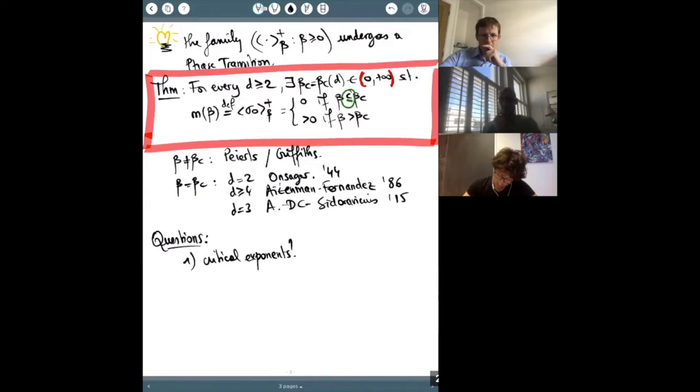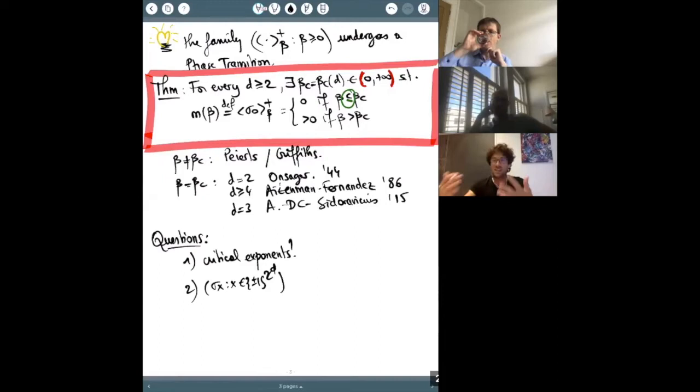A second question that you can look at. So the critical exponents are going to tell us how thermodynamical quantities vary when beta approaches beta c or when beta is equal to beta c. So these critical exponents in physics pop up everywhere and they describe, if you want, the phase transition. But there is a second question that you can ask, which is how σ_x, x in Z^d, how does this thing look like as a distribution, if you want, when you integrate it against smooth functions? So how does it look as a distribution?